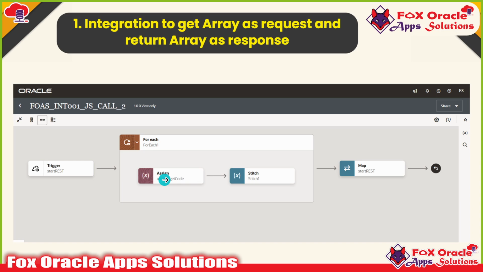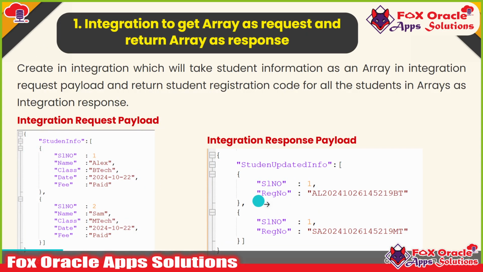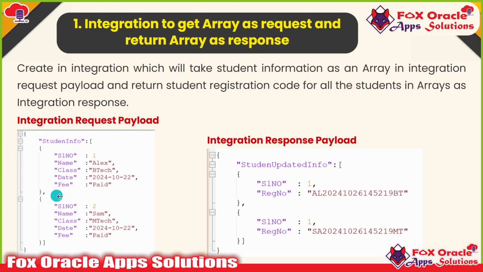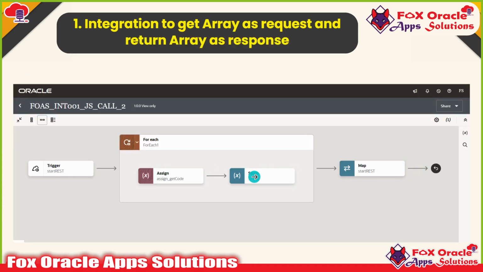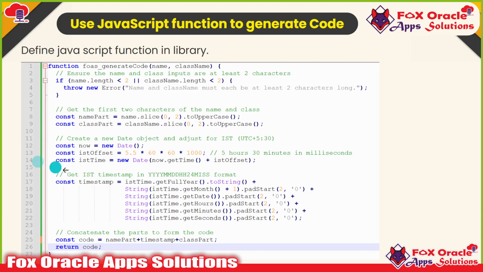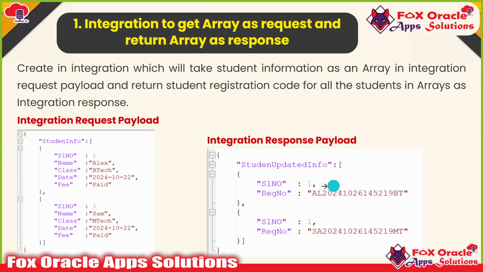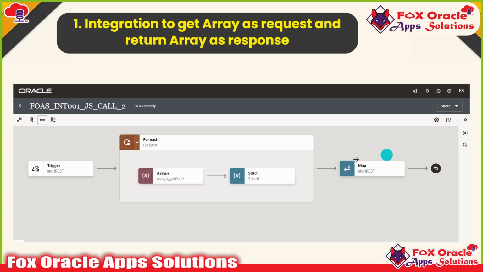We use this assign to store the code which is coming from a JavaScript function, and then for this code we use data stitch here, where we created one global variable. That global variable we use to generate this kind of schema in the response, so that we can concatenate each and every record coming from the request by a loop. Then we are appending all these values, the serial number of the student and the code coming from that variable, in a JSON payload. Later we use the global variable here to map, so that the integration can return that value in a response. That is what we are going to achieve in our integration.